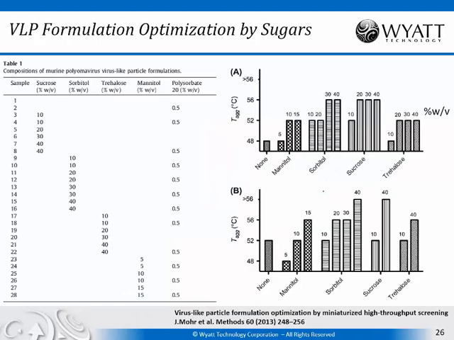You can do assessment of aggregation under different formulation conditions, and here the group at the Melbourne group in Australia loaded up the plate with different types of excipients, so mannitol, trehalose, sorbitol, sucrose, and also with and without polysorbate, different conditions. Here in the graph you see the results in terms of the temperature onset of aggregation.